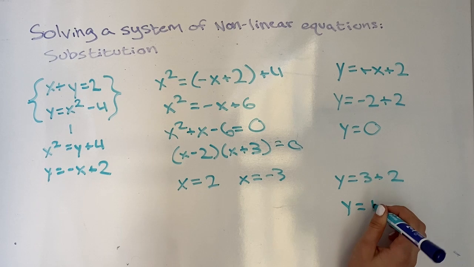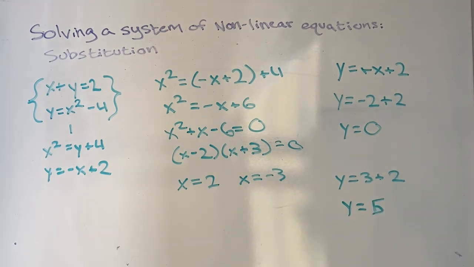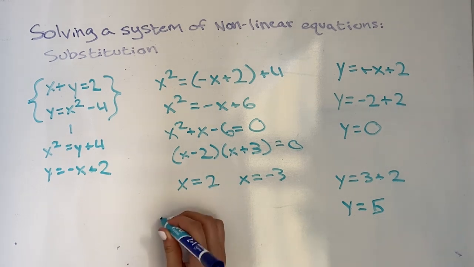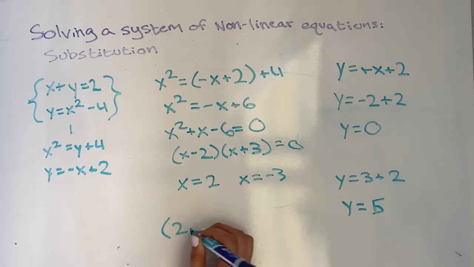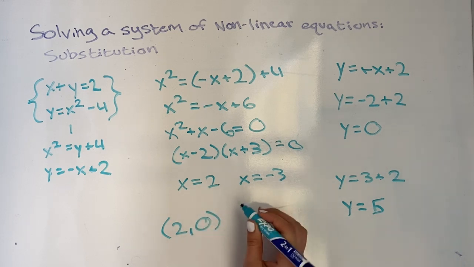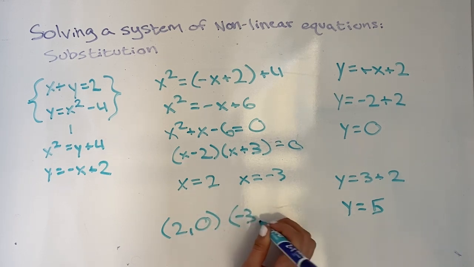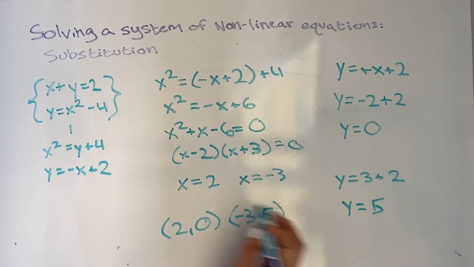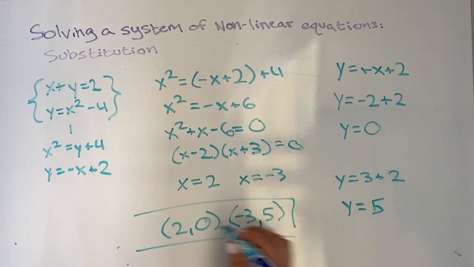so y equals 5. That means that in this system of nonlinear equations, we can either have 2, 0, or negative 3, 5. And that is how you solve for a system of nonlinear equations through substitution.